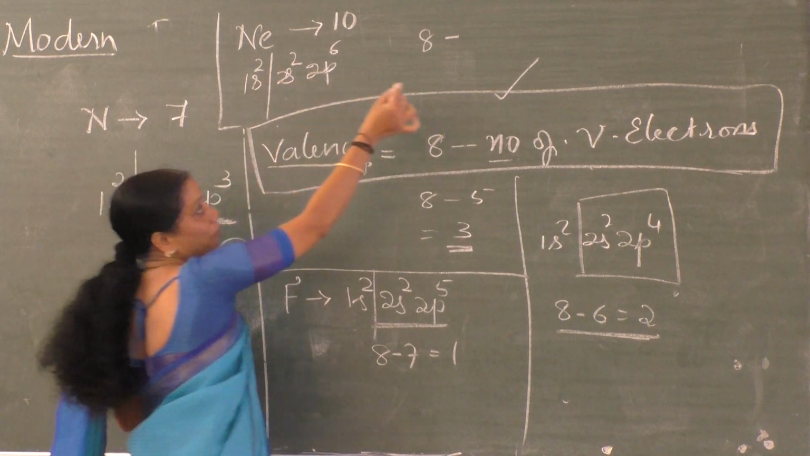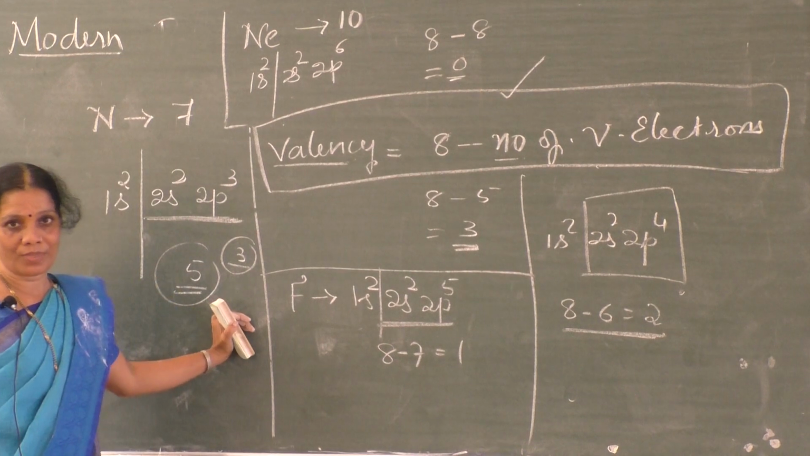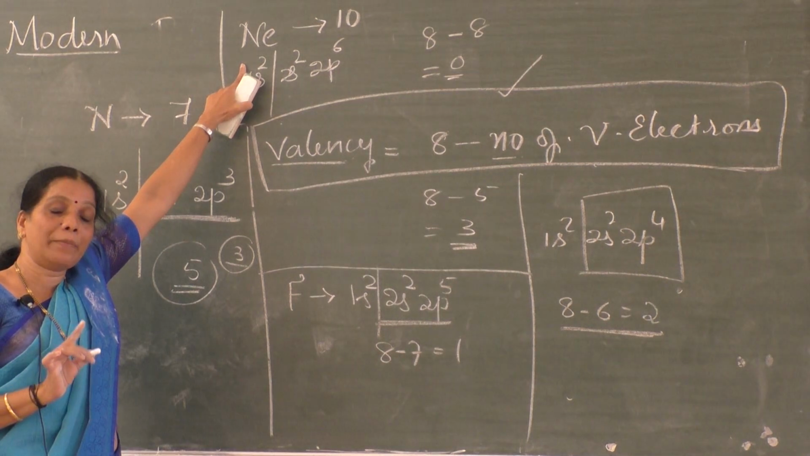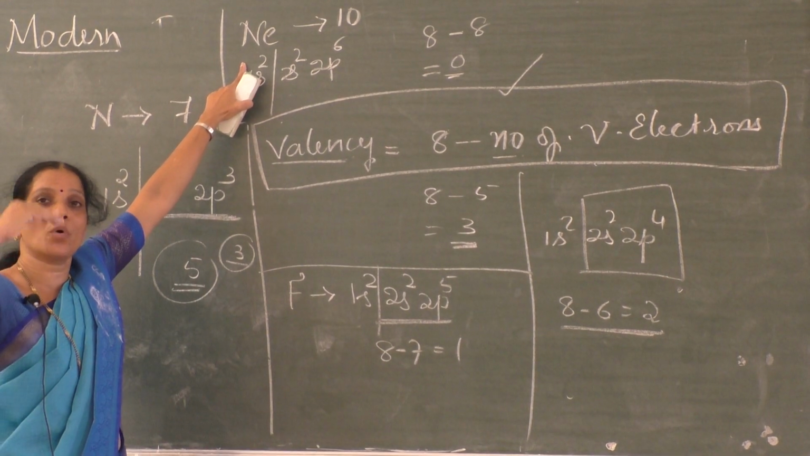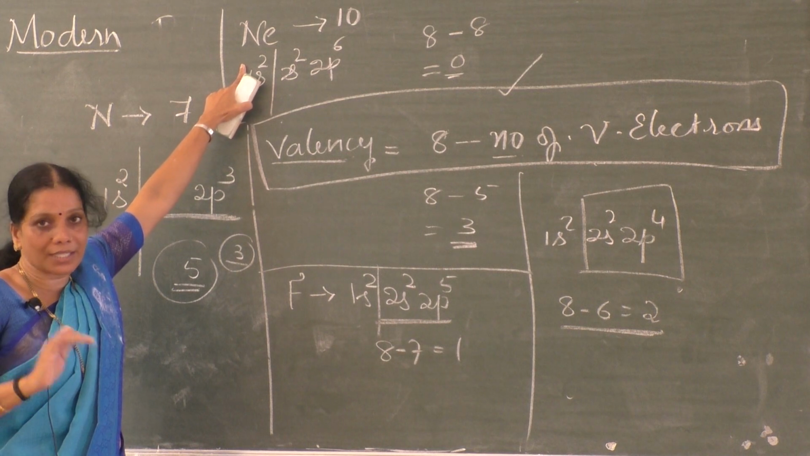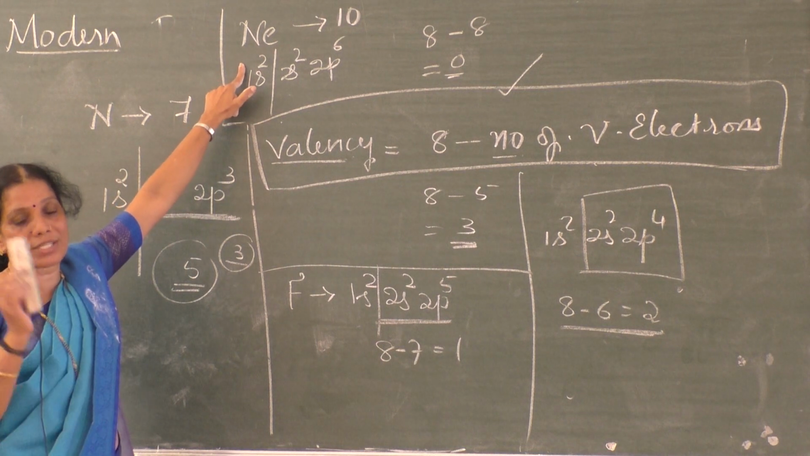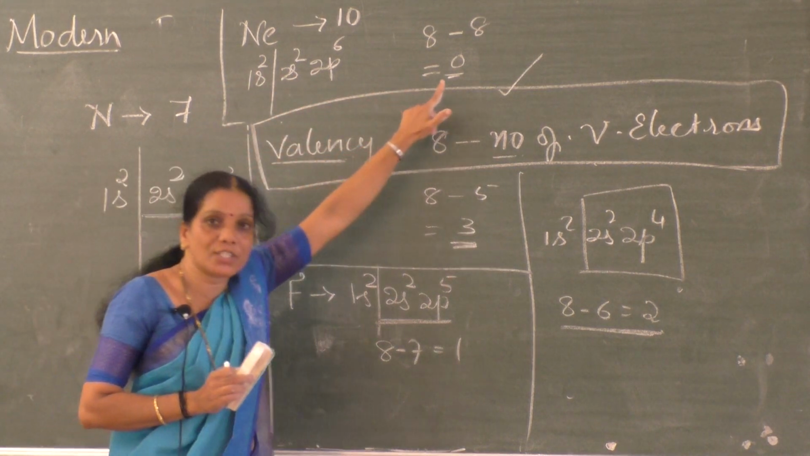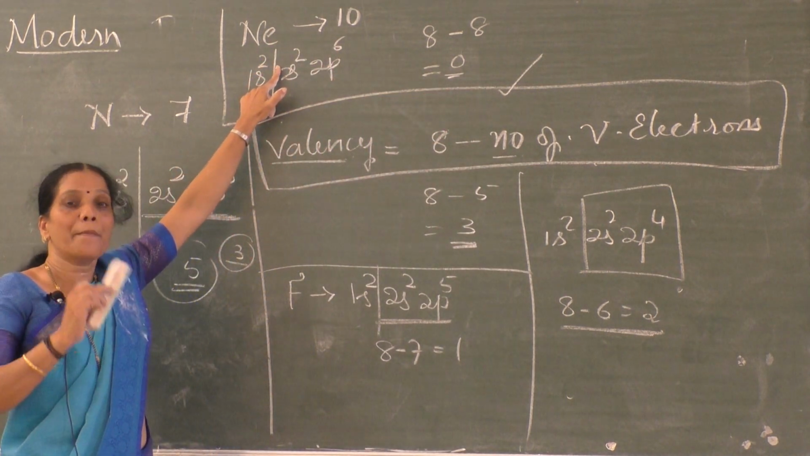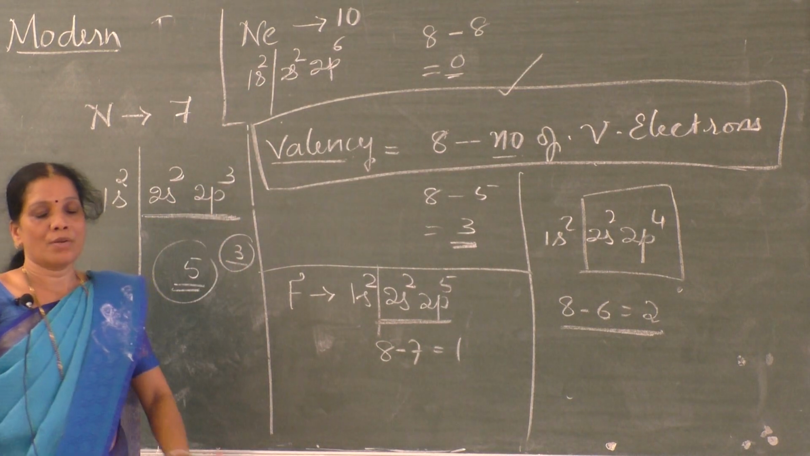Hence, if you use this formula also, 8 minus the number of valence electrons present here, which are 8. What is the combining capacity? 0. That means this is a noble gas element. A noble gas element always exists in monoatomic form. It does not combine with any other atoms of other elements. Always it exists in monoatomic form, because the combining capacity is 0, the valency is 0, since the outermost shell or valence shell is completely filled. Follow this, students.